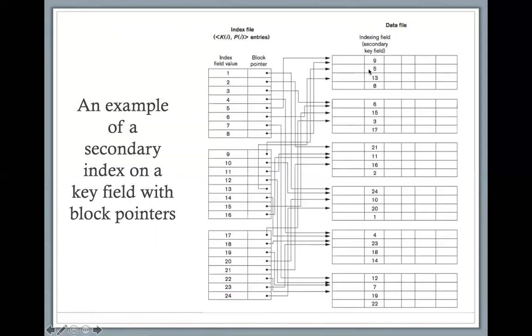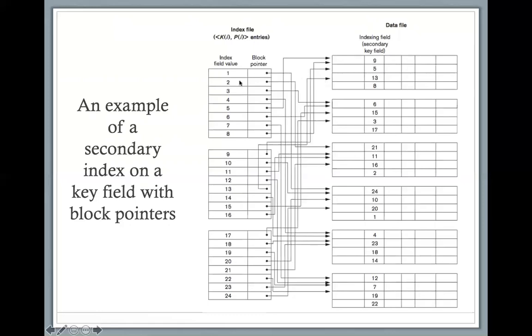But I can create a secondary index on this field, right? Because it's key and it's a non-ordering field. Okay, so how does the index look like? You just create an entry per record. So I have 9, we'll put it here. Remember that the index has to be sorted. So all I have to do is put these values in sorted order in the index, and then add a block pointer to the block that contains the record with this value.